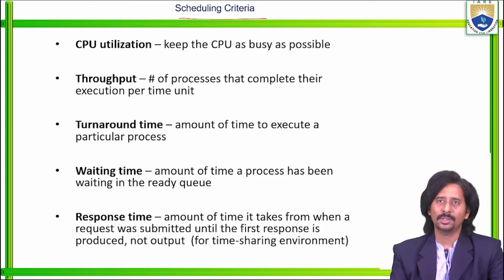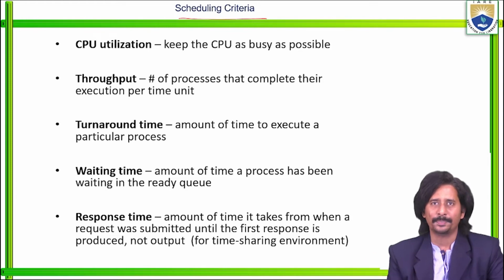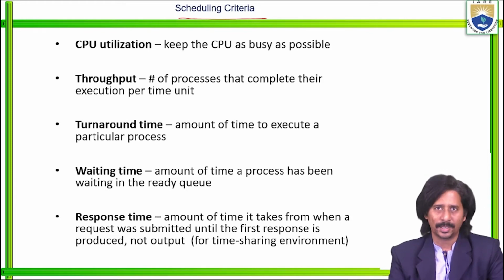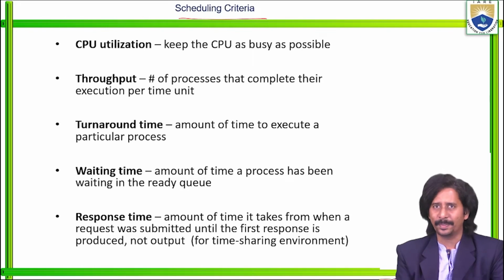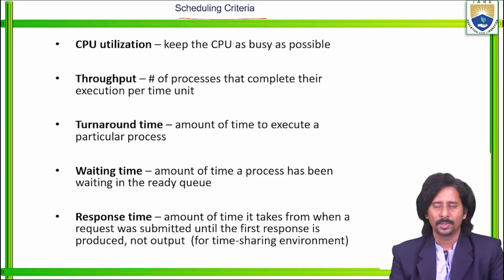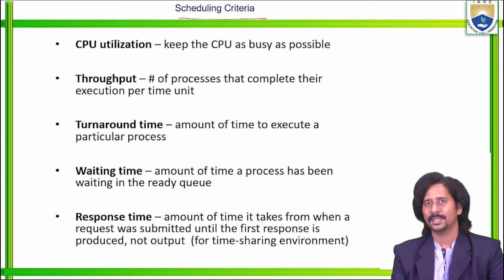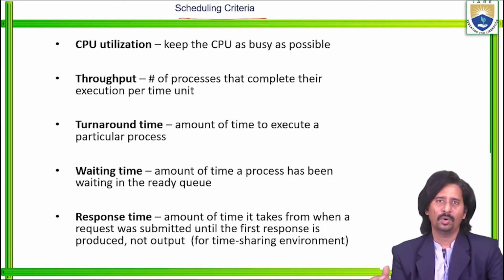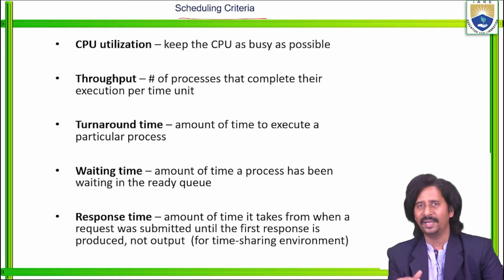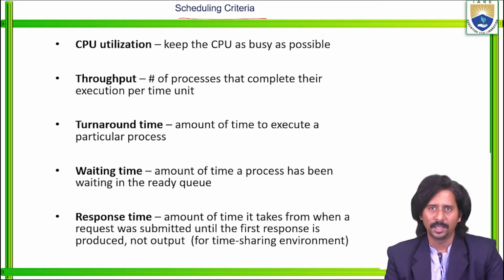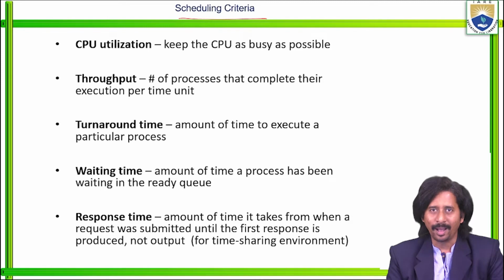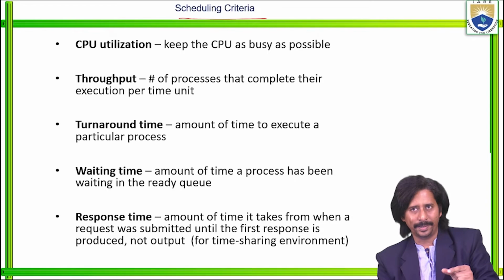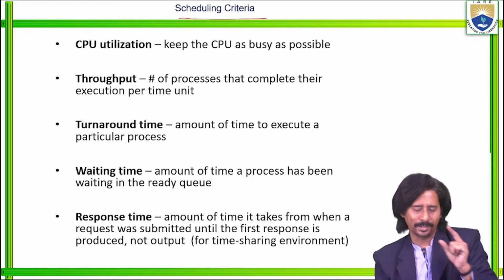Then turnaround time. So the amount of time to execute a particular process which is called as a turnaround time. Right? So for each and every process there exists some turnaround time. So based on that particular turnaround time, the processor allocates some speed and it executes that particular process. Then waiting time. Amount of time a process has been waiting in the ready queue, not in the job queue. It is in the ready queue only. That is here we can call as a waiting time.